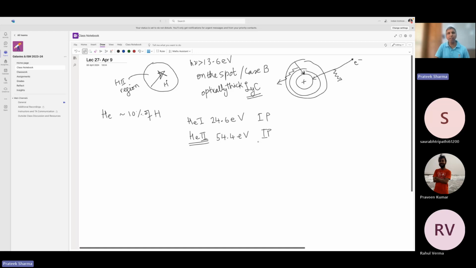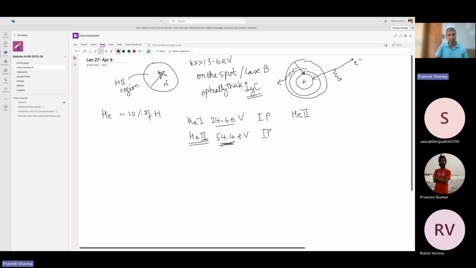Now, for typical stars, even most massive stars don't produce such hard photons. They don't produce photons higher than 54 eV typically. So helium is either neutral in the He1 state or in the He2 state. If it's a massive star and the temperature is high, you can have photons which have energies higher than 24.6 eV. So in this case, we have to be very careful about the atomic physics.